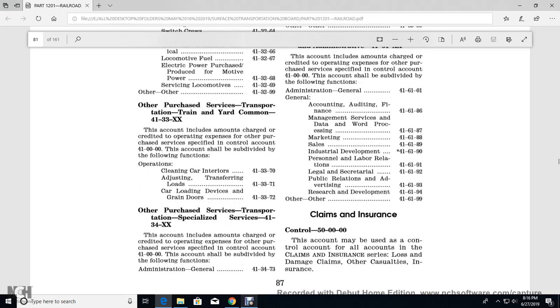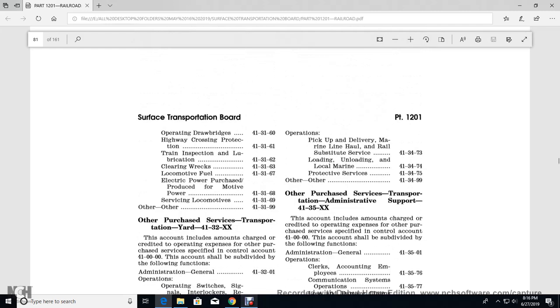Transportation specialized services, 4134 double X. The account includes amounts shown of the credit of the operating expense, other purchases specified in controlled account 4100. The account is subdivided in the following functions: administrative, general operation, pick up and deliver, marine line haul, railway substitute service, loading, unloading, local marine protective service, and other purchased services.